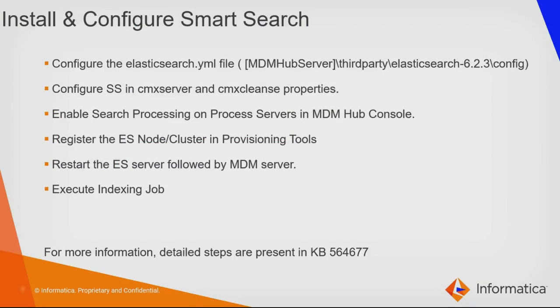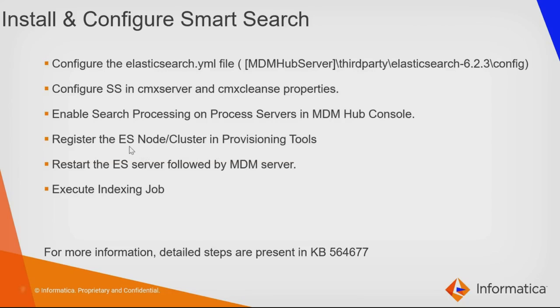Okay, coming back to the slides now. The first one was the YAML, which we just spoke about. The next are some Smart Search properties which we need to configure under the CMX server and CMX cleanse properties file, which we will talk about in the next slide. The next is to enable search processing on the process server. Under the process server registered on the ORS, it should have enable search processing checked.